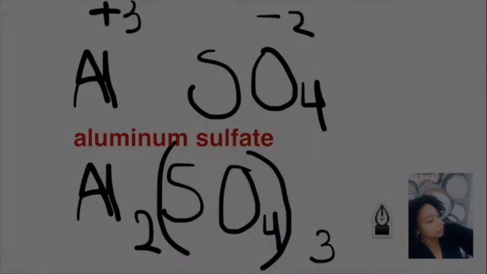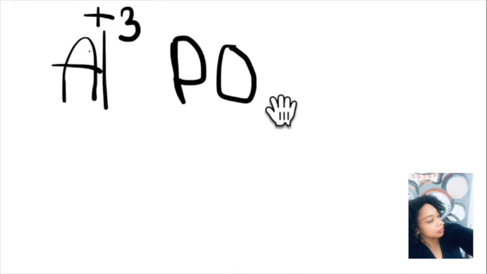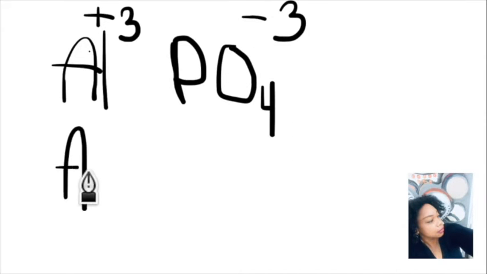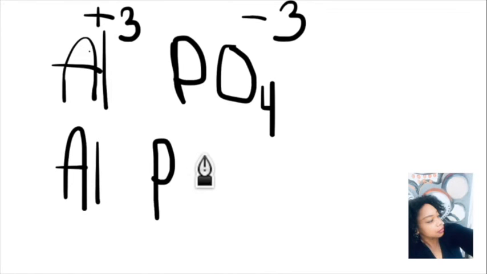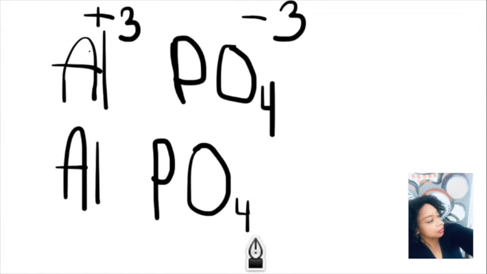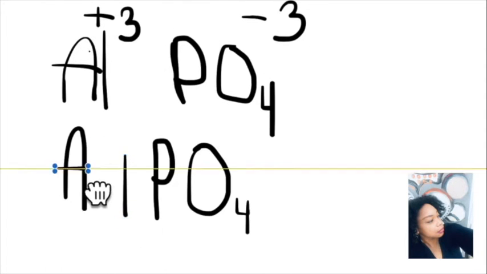Aluminum sulfate. And for negative ions, I'm going to use a polyatomic called phosphate. And you notice phosphate has a -3 charge. So now we got the PO4, which is phosphate, and we have aluminum. They both have 3's as their charges. One is +3 and one is -3.